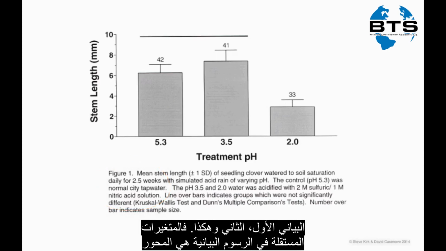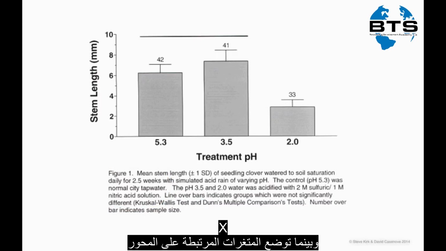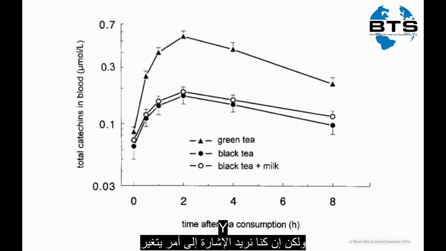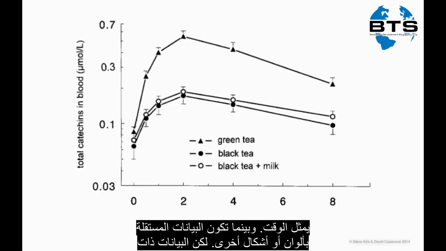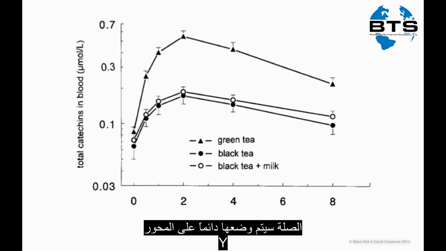In graphs, the independent variable is the x-axis and the dependent variable is the y-axis. But if you look at something changing over time, then the x-axis is time, and the independent variable are different colors or shapes. But the dependent variable is still the y-axis.